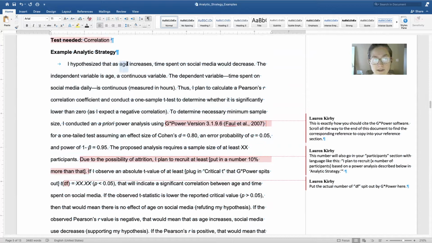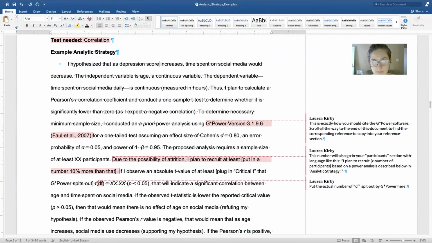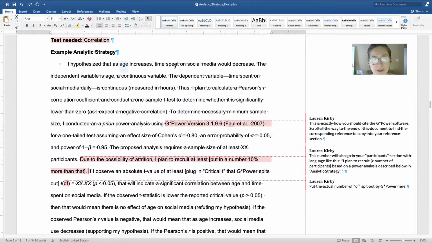So if you had a continuous variable that was, instead of age, something like depression score, you could just plug and chug, right? You could do the same for your dependent variable. So start by putting in your hypothesis, and describe your variables. What's your independent variable? Describe whether it's continuous or categorical. If it's categorical, what categories does it have? And then do the same for the dependent variable. And if you have a covariate, there are examples for those as well.